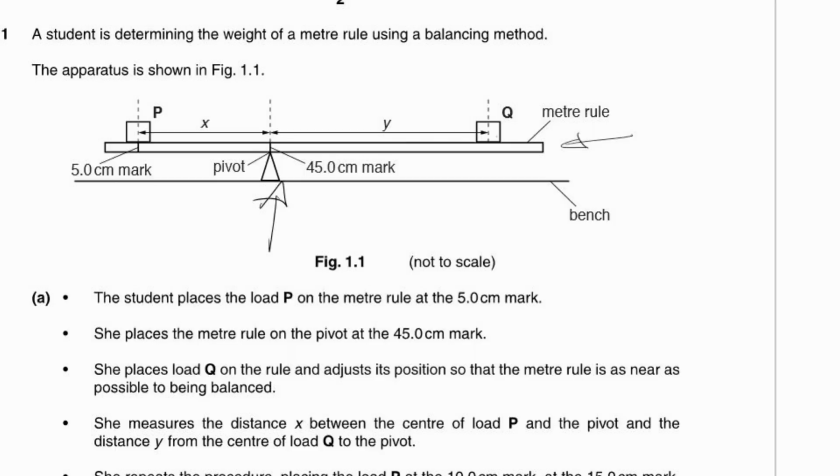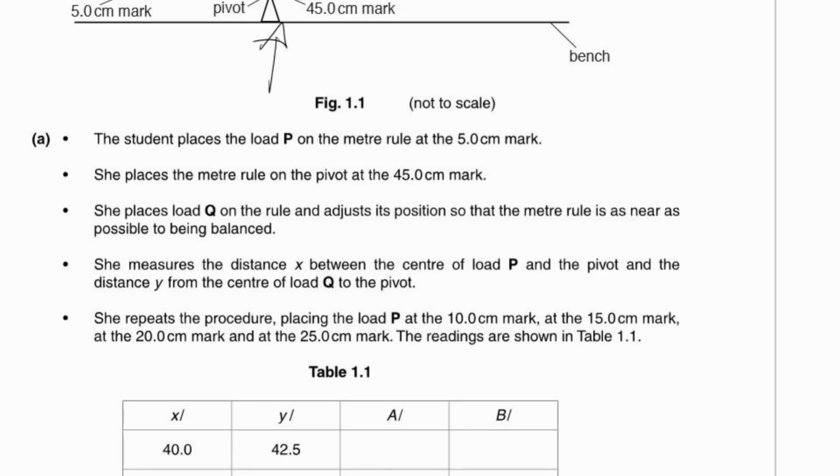Alright, the student places the load P on the meter rule at the 5 centimeter mark. She places the meter rule on the pivot at the 45 centimeter mark. Okay, so we got a load, we got 45 centimeters. She places load Q on the rule and adjusts its position so the meter rule is as near as possible to being balanced. She measures the distance x from the center of the load P to the pivot and the distance y from the center of the load Q to the pivot. She repeats the procedure, placing P at the 10, 15, 20 centimeter mark, and the 25 centimeter mark. The readings are shown in table 1.1.